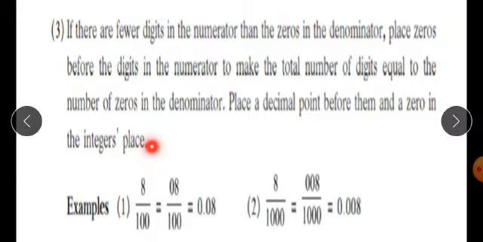Student, again I read, this is very easy. If there are fewer digits in the numerator than the zeros in the denominator, place zeros before the digits in the numerator to make the total number of digits equal to the number of zeros in the denominator. Place a decimal point before them and a zero in the integers place.